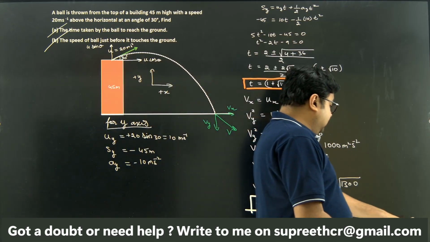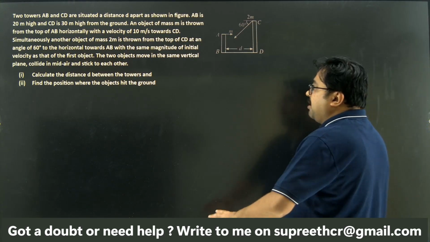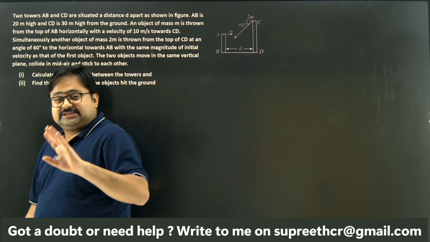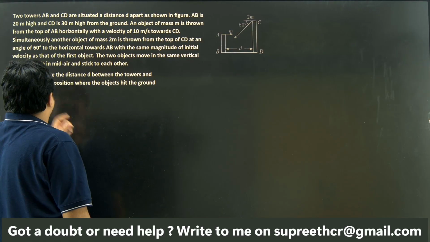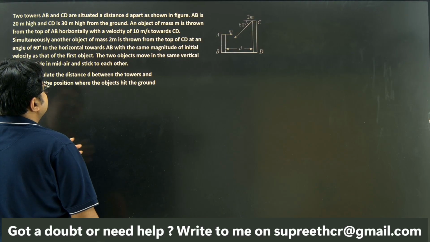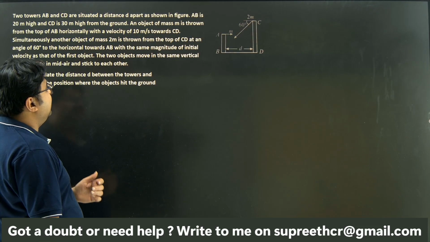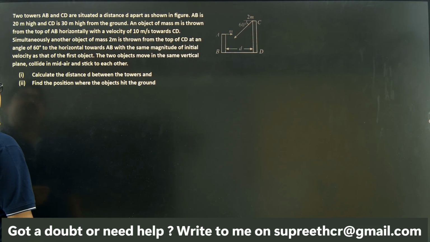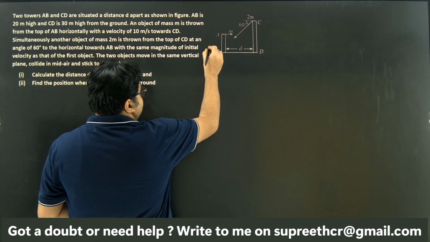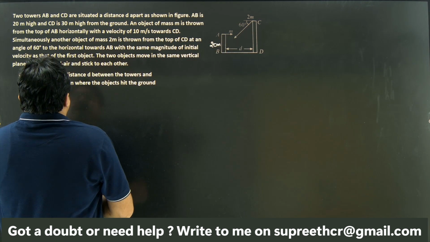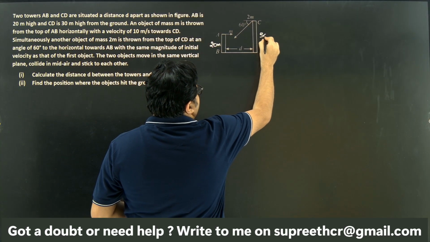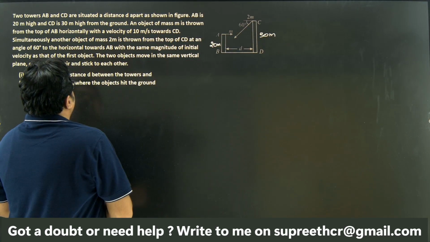Let us go further and solve a problem which was asked in one of the IIT exams. Let's look at what the question is. Two towers AB and CD are situated at a distance d apart as shown in the figure. AB is 20 meter high. Let me just write down that this is 20 meter high. That's AB. And CD is 30 meter high. CD is, dear friends, 30 meter high from the ground.